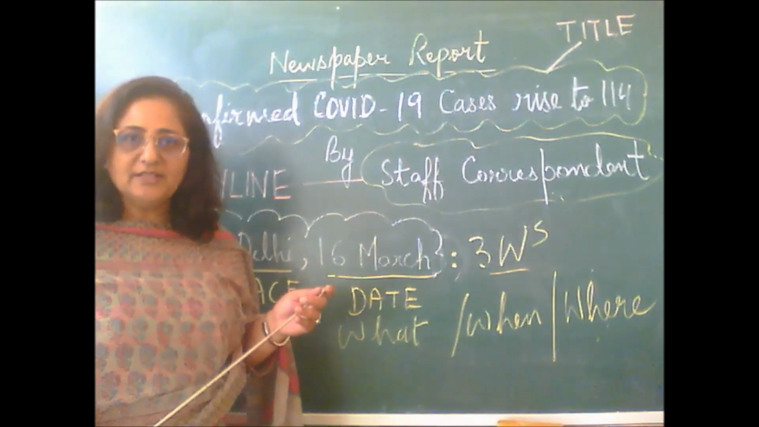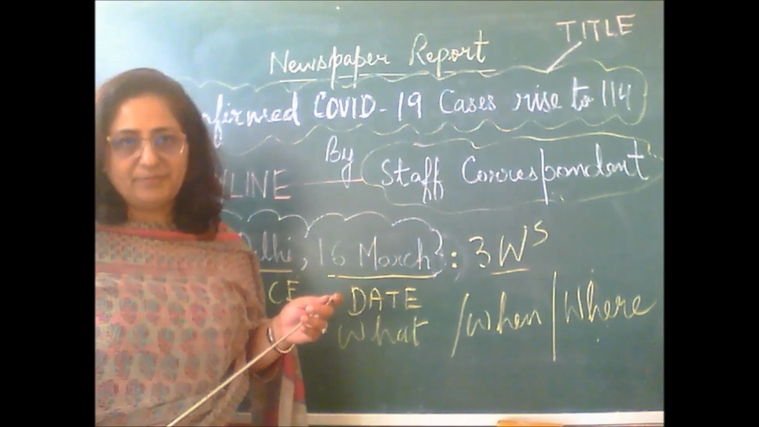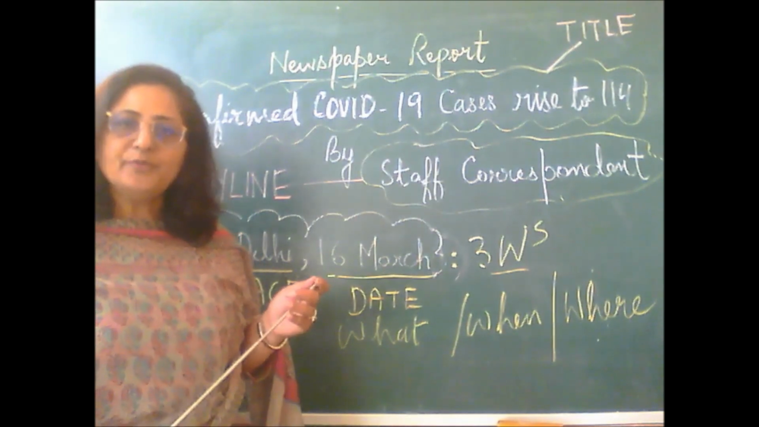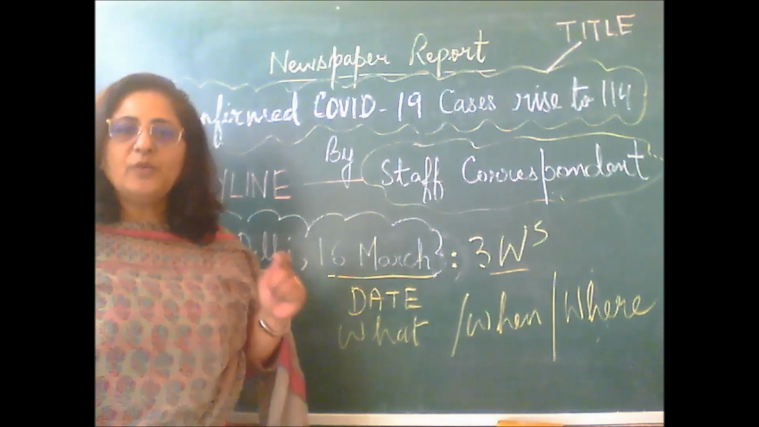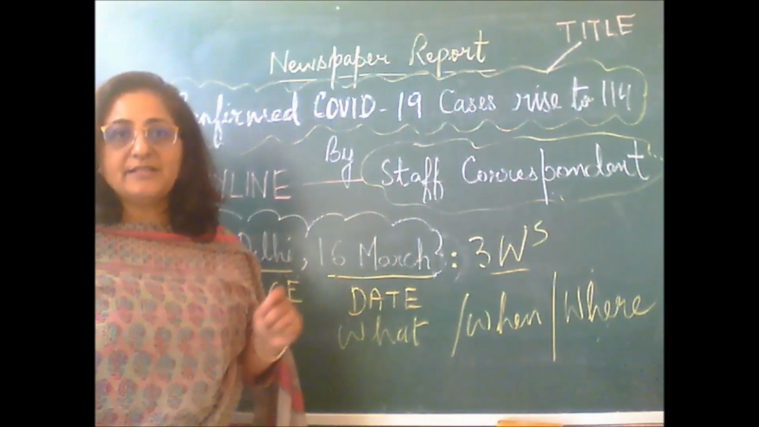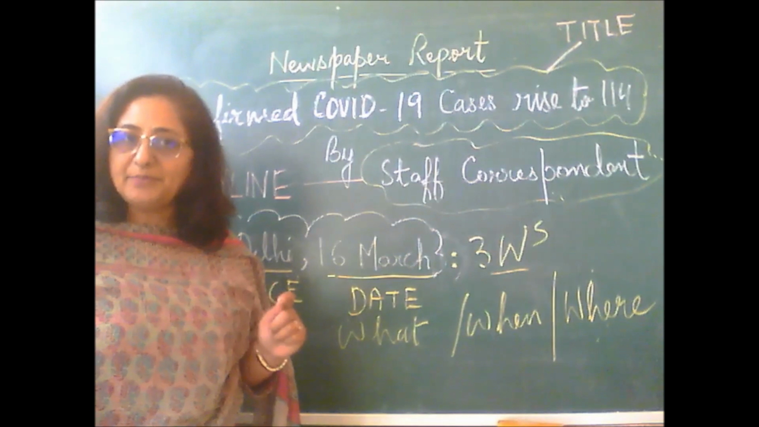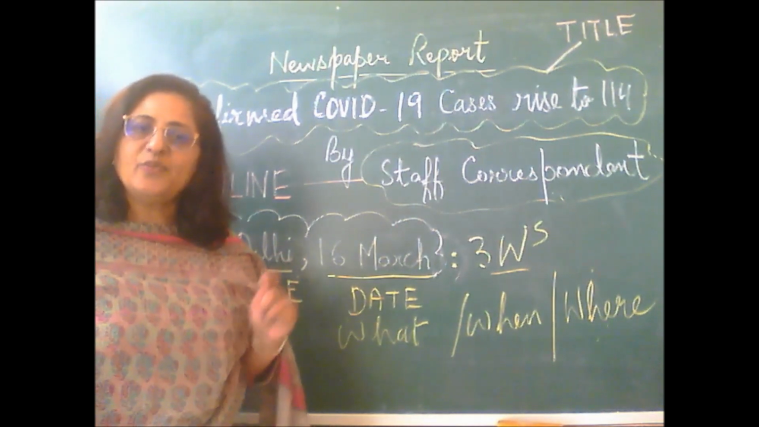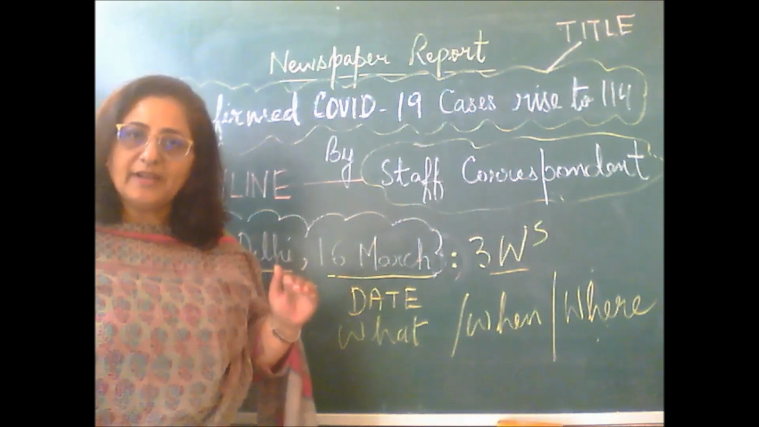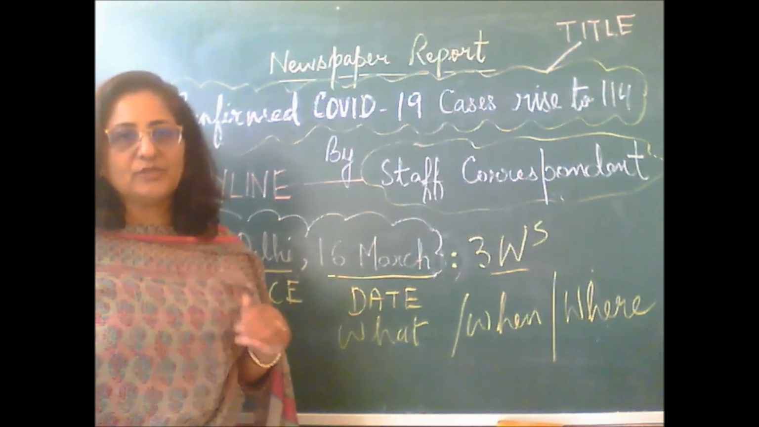Today we are going to learn how to write a newspaper report. A few important points to be kept in mind when writing a report are: we always begin the report by writing a title which is appropriate, clear and factual. Next, we mention the writer's name right below the heading or the title.